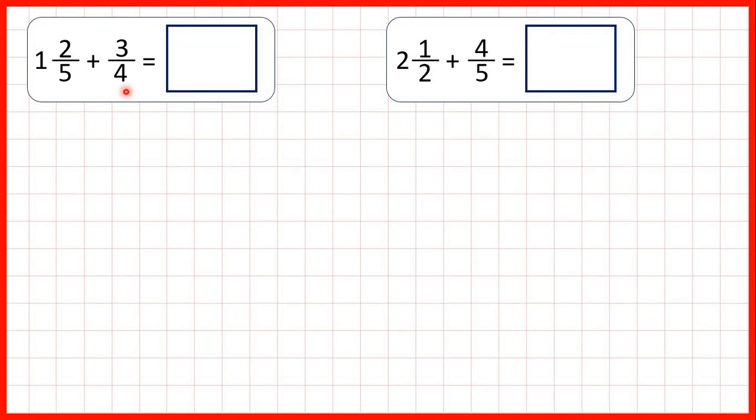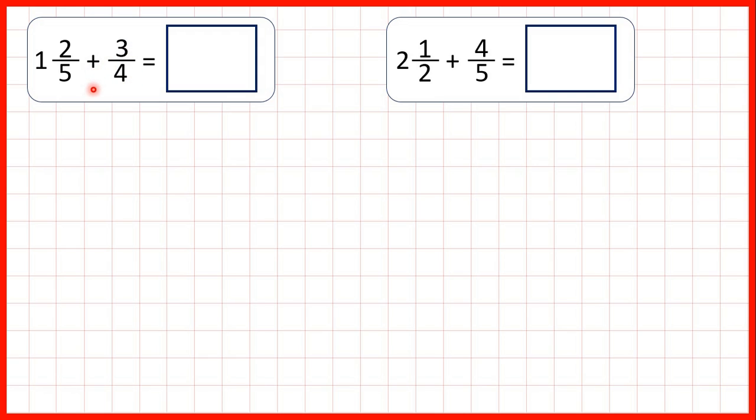So now we're adding a fraction to a mixed number, but this time when we add our fractions together, we'll get a total of more than one whole, so we'll get an improper fraction, which means we'll need to change that back into a mixed number to add it to our whole number before we get our answer. So first we have 1 2/5 plus 3/4.